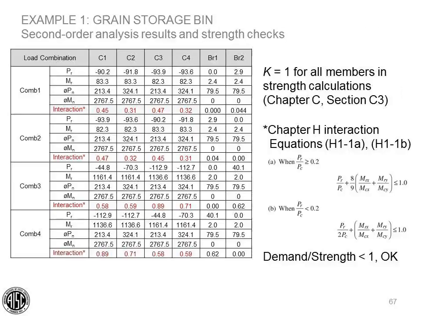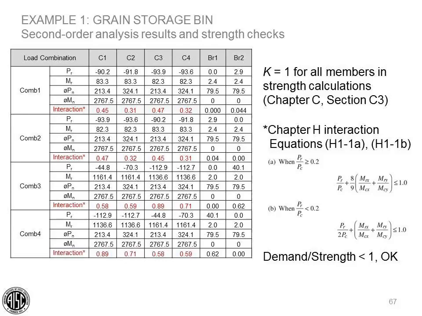We ran a second order analysis to capture both the P big delta and P little delta effects with reduced stiffness. The results are tabulated here. I won't go through all the numbers, but I want to point out the process on the right. First, we'll use K equals 1 for all members in the strength calculation equations. We used reduced stiffnesses of 0.8 EA and 0.8 EI for the second order analysis, but we use the full nominal properties in all the capacity equations.